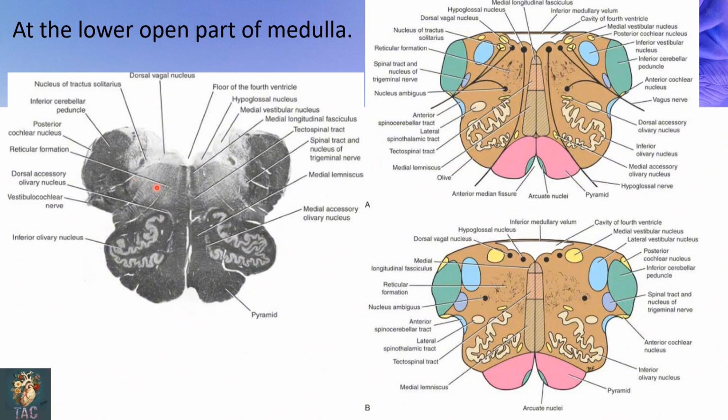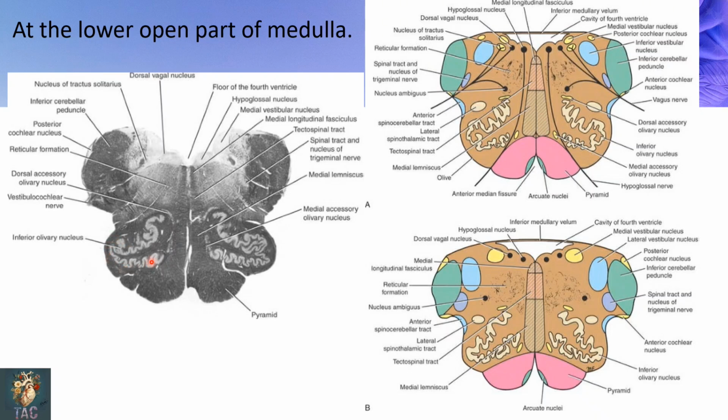In the center you can also notice the reticular formation and two other nuclei which are present over here. This is the dorsal accessory olivary nucleus, and in this area you can see the medial accessory olivary nucleus. So three nuclear complexes. The inferior olivary nuclear complex is the largest one, the smaller one is the dorsal accessory olivary nuclear complex, and another is the medial accessory olivary nuclear complex. So these nuclei are very important.